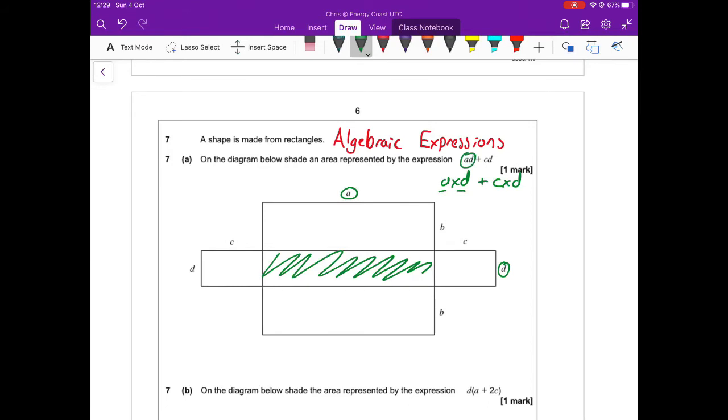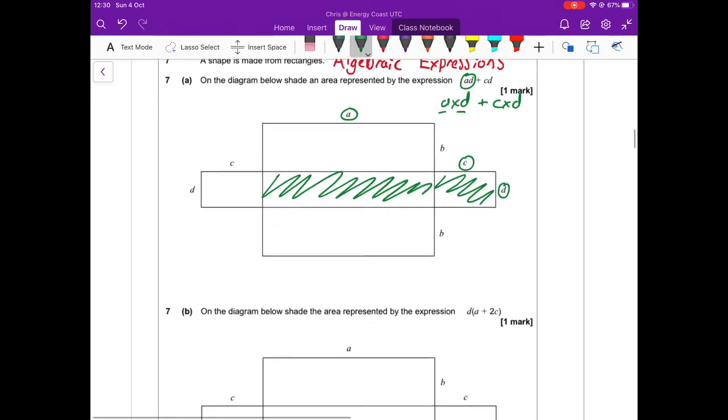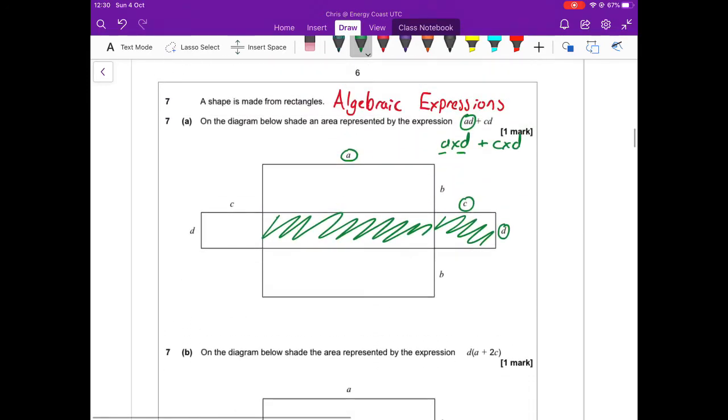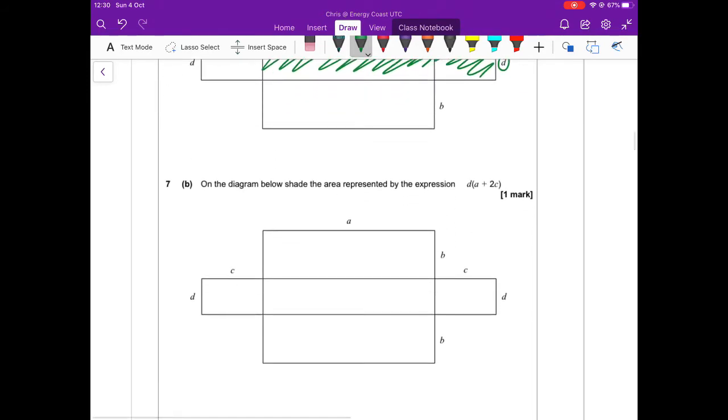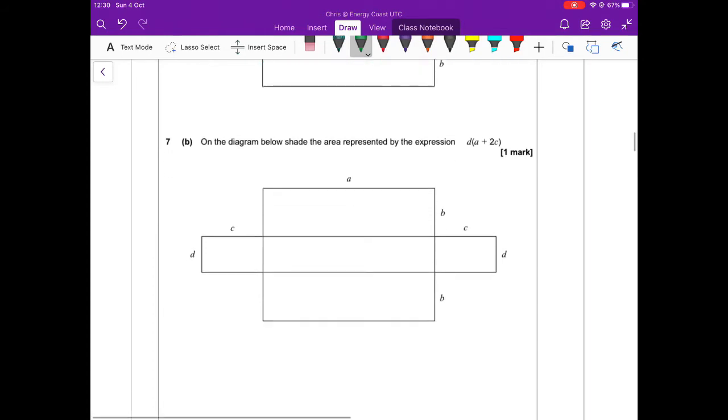And I also need a C and D, which is a bit easier because you can see where the letters are. There's a C there. So I'm going to colour in the bits that are CD as well. That's all this question wants. It just wants you to shade in 2 rectangles, and 2 rectangles are just length times width. That's how you work out the area, okay? This one is similar. They've just made it slightly harder. Remember, these are 1 mark, so it's not like asking you to do loads.